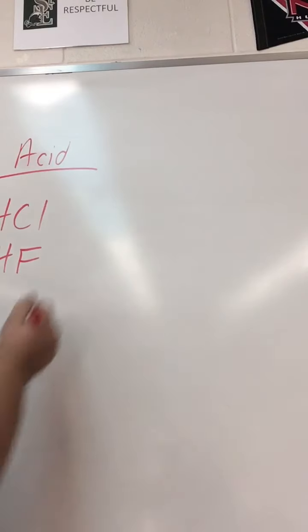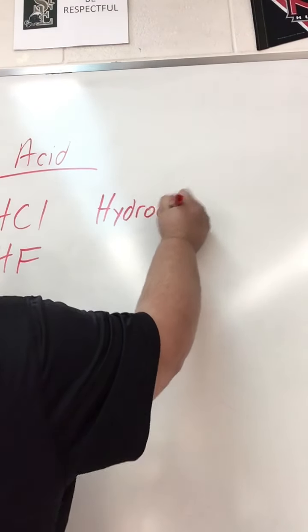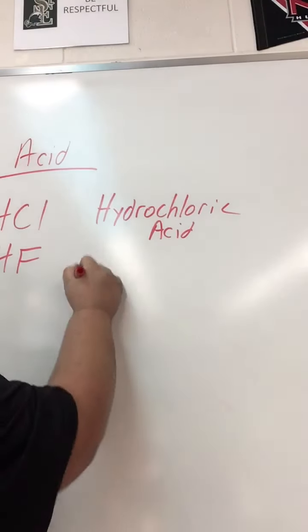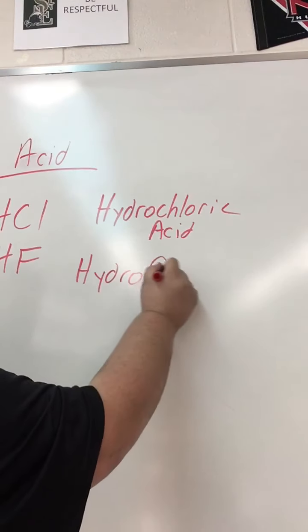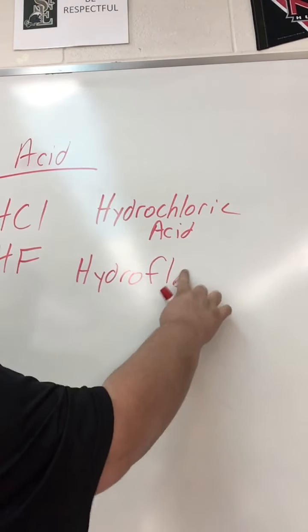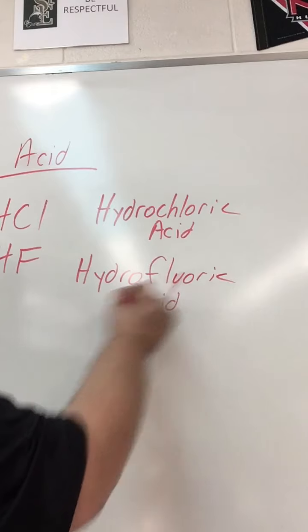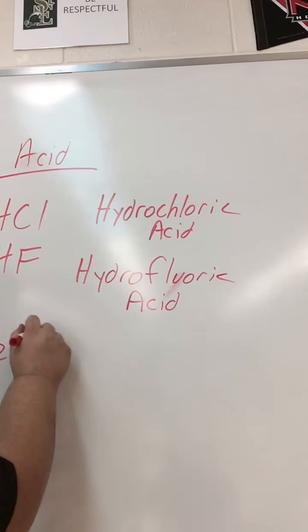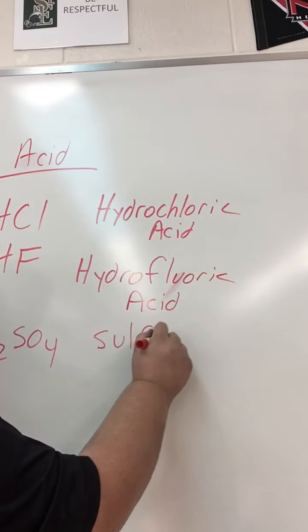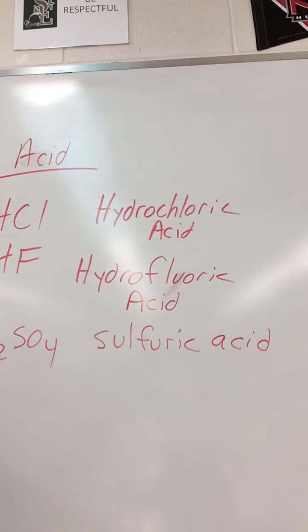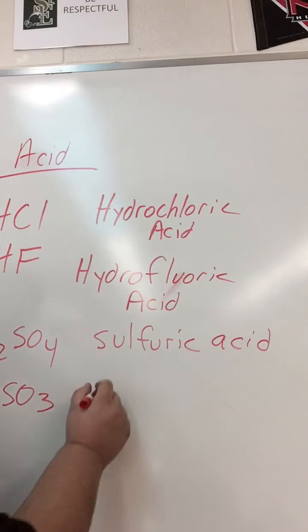So HCl, hydrochloric acid, HF, hydrofluoric acid. If you ever wonder how to spell fluorine, don't spell flour. It's the opposite of flour. H2SO4, sulfuric acid. Remember those rules about the ic and the ous? So with the acids, if I take away one of the oxygens, the ic becomes an ous. So H2SO3 is sulfurous acid.